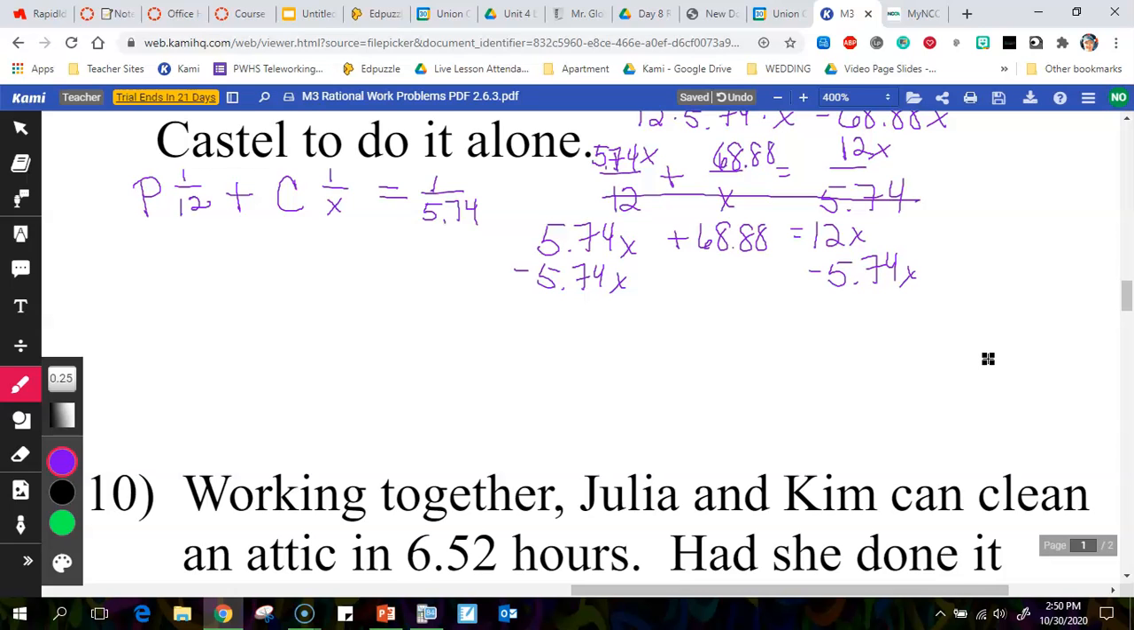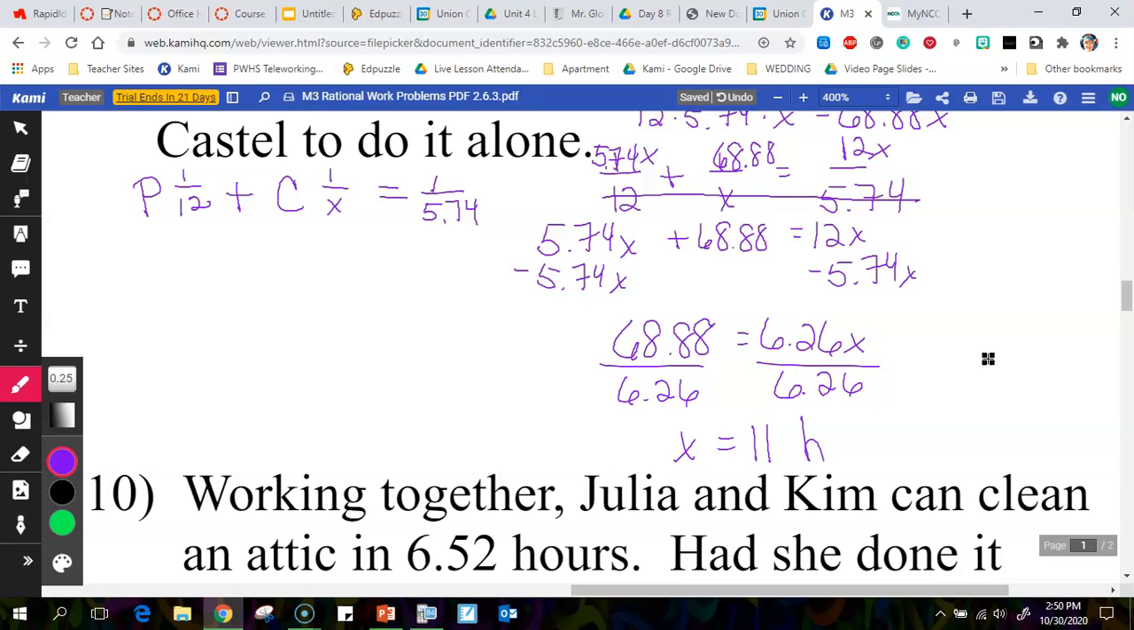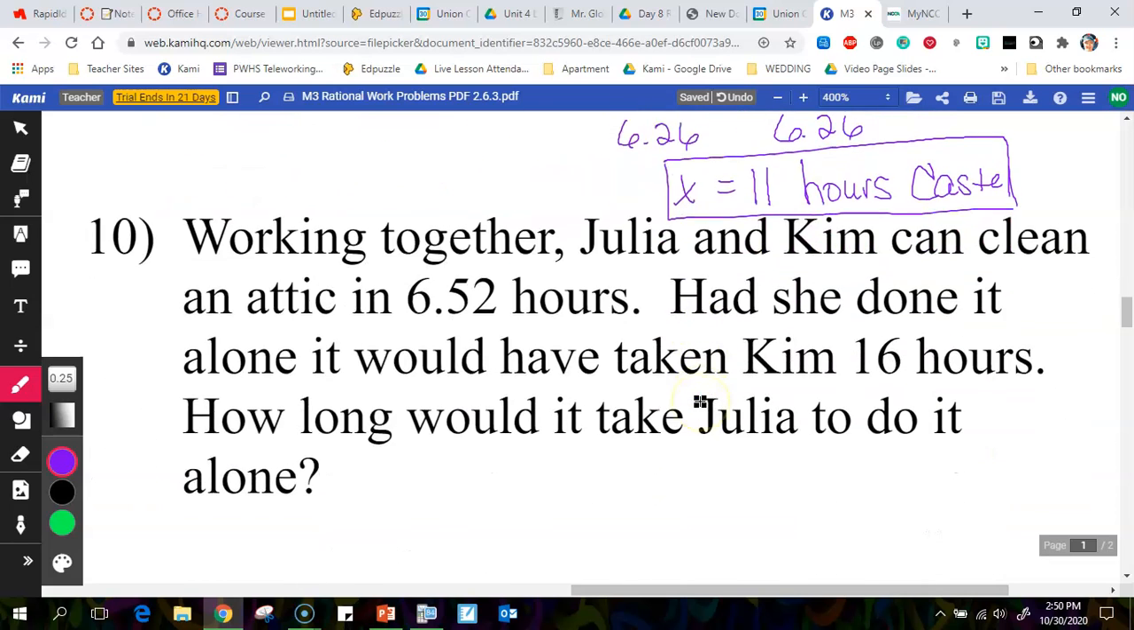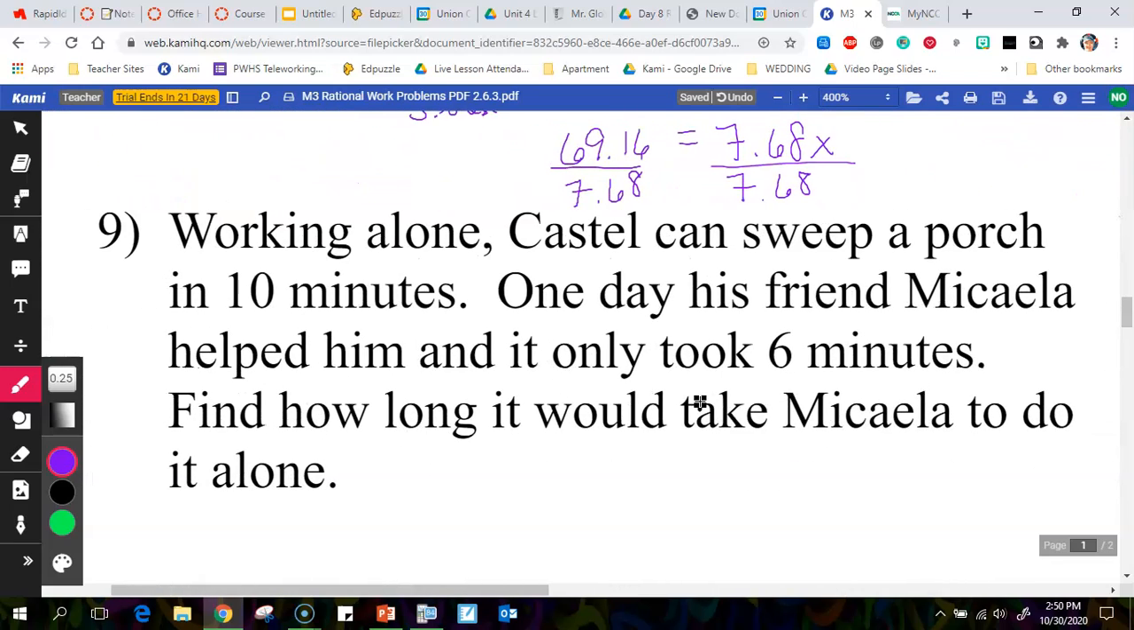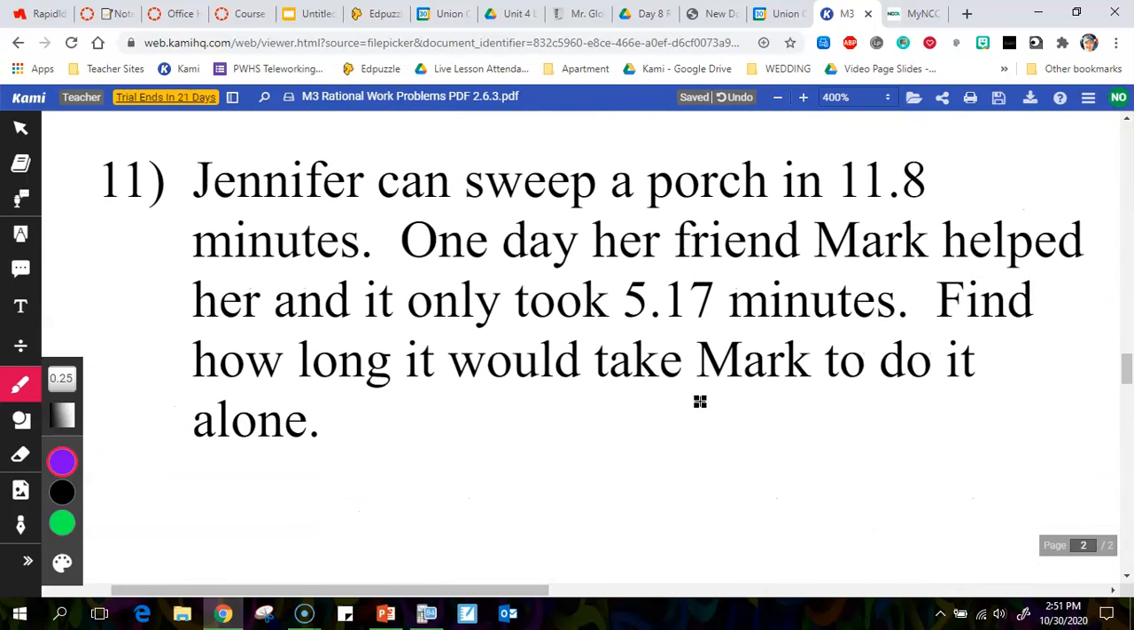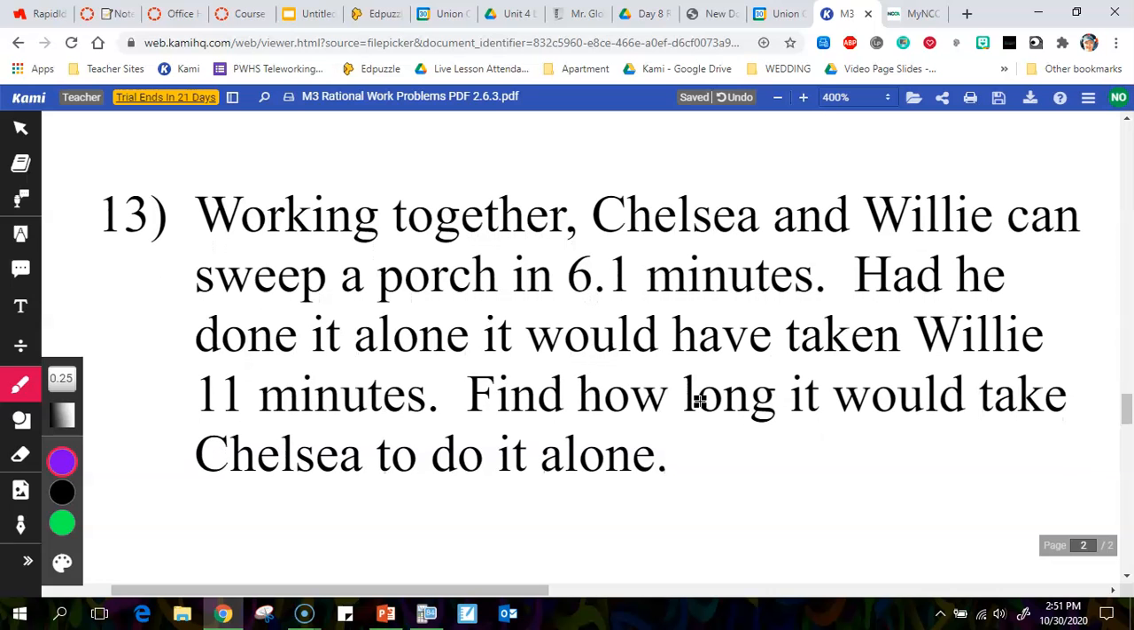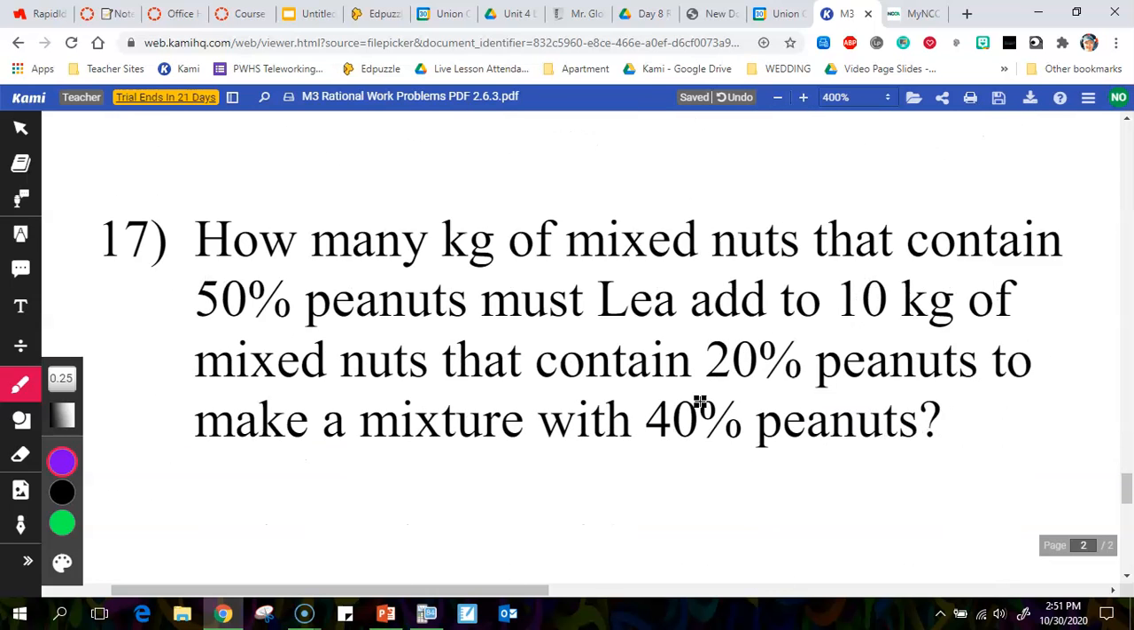That is 6.26. We'll just say 11. 11, was it hours? Yep, hours. And that was how long it took Castell. All right. I think we've got, let me look and see. These are all so similar.